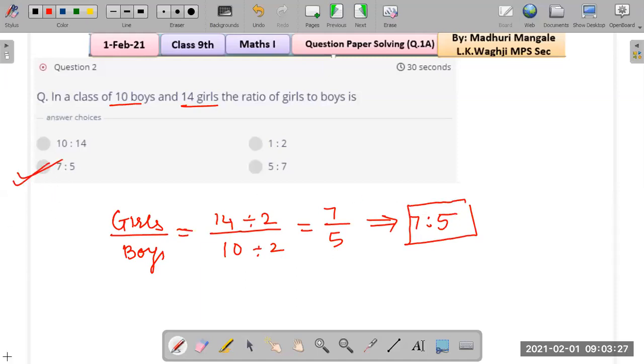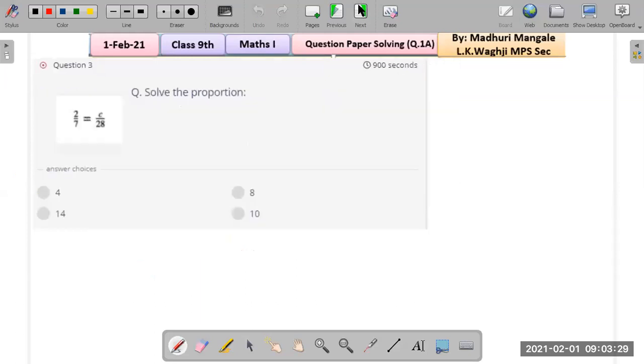Okay, everyone, let us move to next question. Question number 3. Now, again, this is a question from ratio and proportion. You have to solve for C. The question is to find C. And how can we do that? 2 over 7 equals to C over 28.